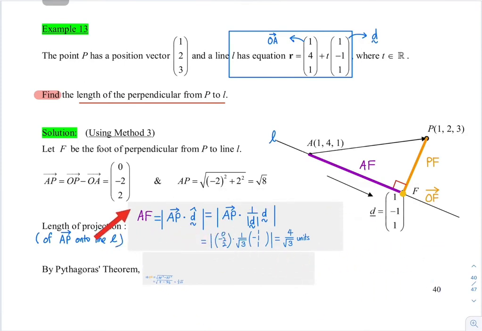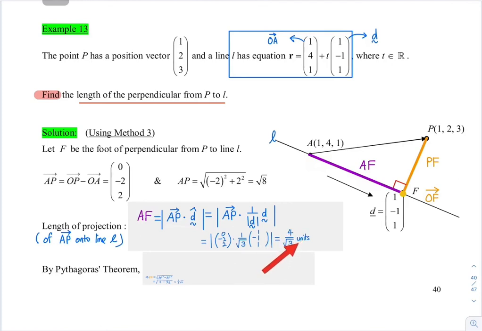AP we found it to be (0, -2, 2), so this is the column vector for AP. 1 over the magnitude of D will be 1 over square root 3, because the square root of 1 squared plus 1 squared plus 1 squared is square root 3. And vector D is this vector itself. So after evaluating, we will get the distance AF as 4 over root 3.